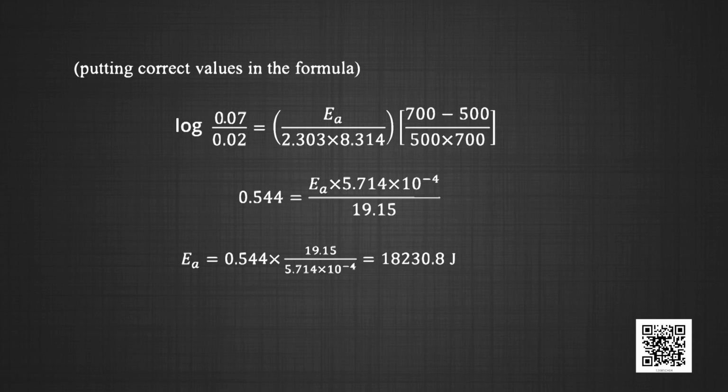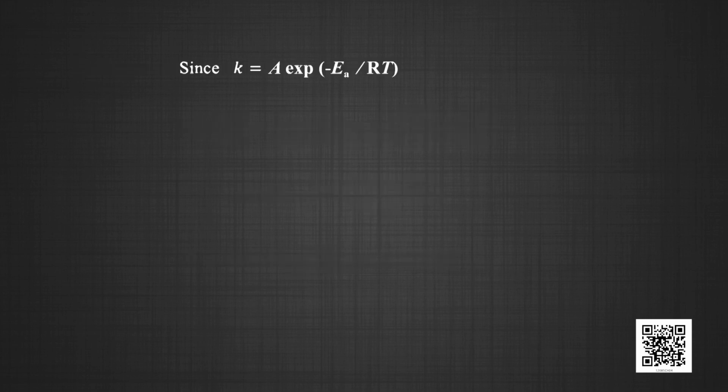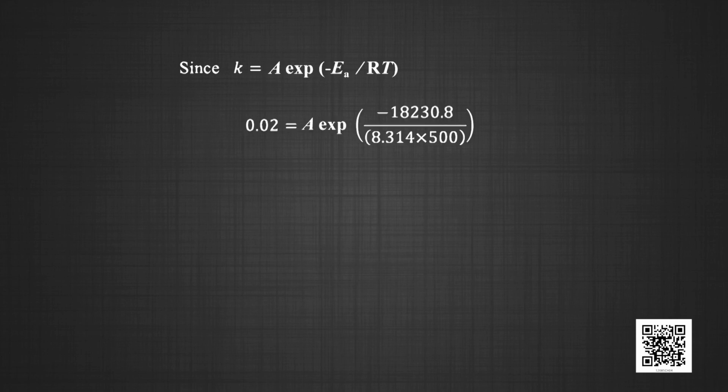Calculating it, it comes out to be 18230.8 joules. Since K is equals to A exponential minus EA by RT, putting the values, 0.02 equals to A exponential minus 18230.8 divided by 8.314 into 500. A is equals to 0.02 divided by 0.012. It comes out to be 1.61.